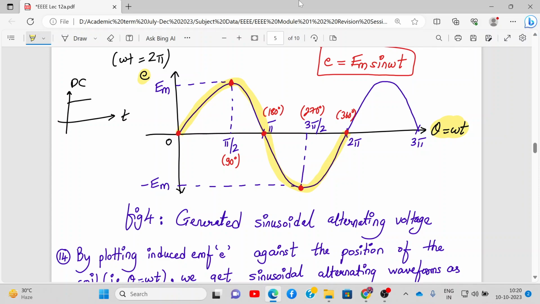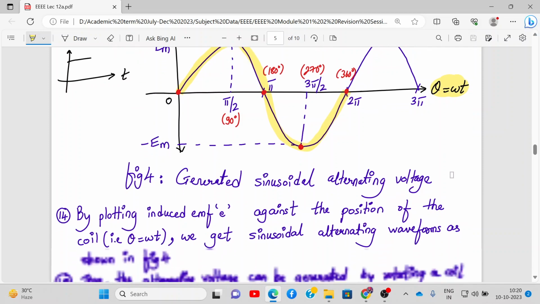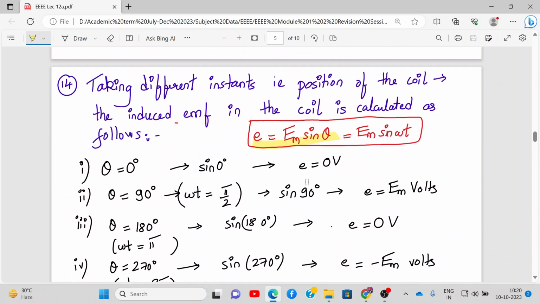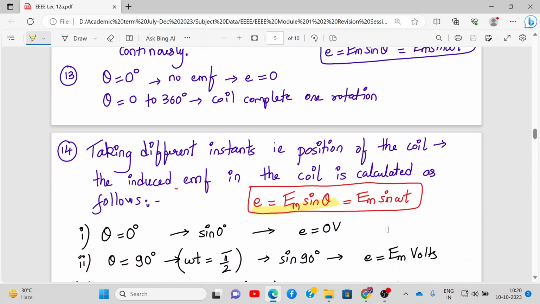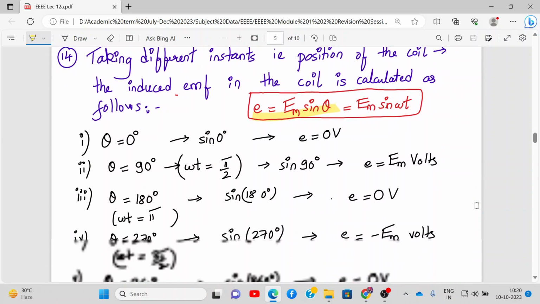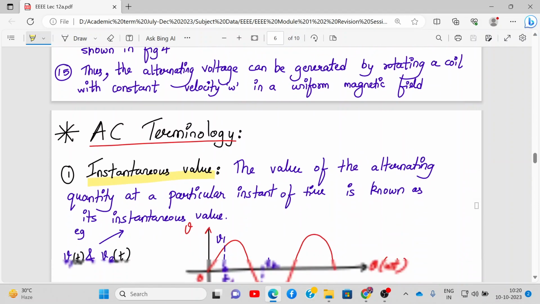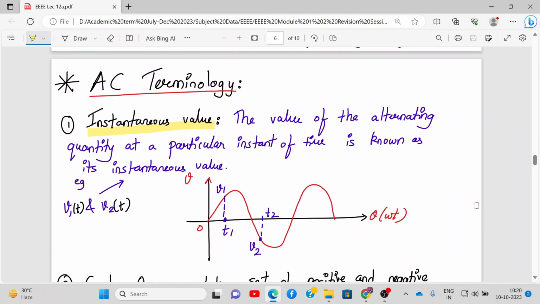So if they ask you a question to explain the generation of AC voltage, you have to explain it up till here. You can give this example also, and we have to derive this equation also. The EMF induced will be E is equal to Em sine omega t. I hope it is clear now. Okay, let's move on to the next topic, AC terminology.